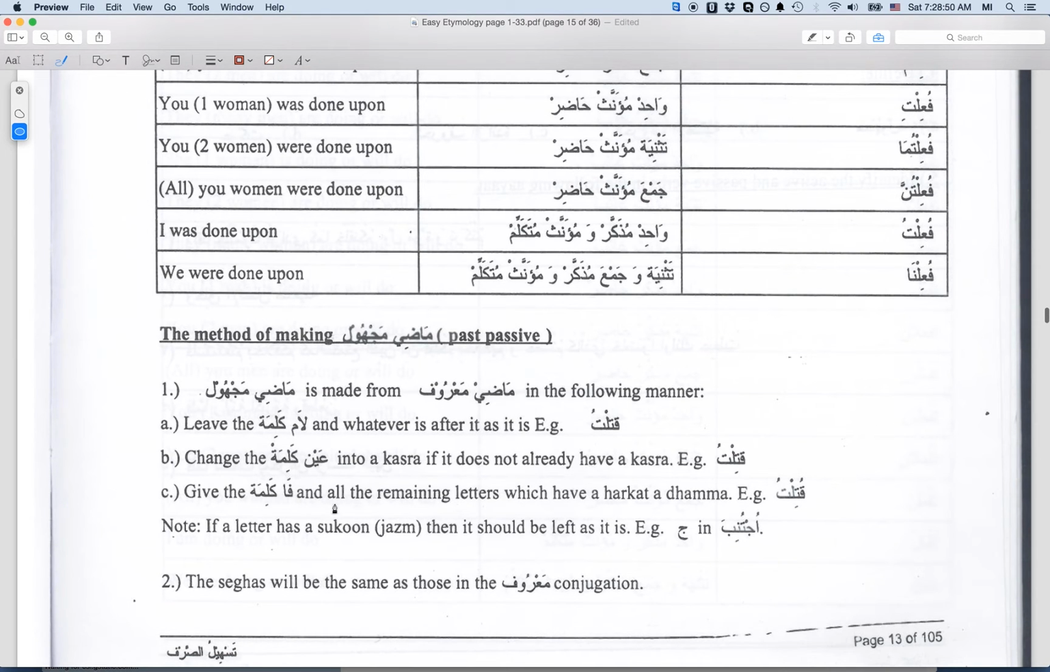Give the fa kalima and all the remaining letters which have a harakat a dhamma. Remember from here we said qataltu, and this becomes qatiltu. Now we're left with the fa kalima, which is qaf. The rule is to give the fa kalima, basically the qaf here, and any other remaining letters, dhamma. So it'll be qutiltu, qu.